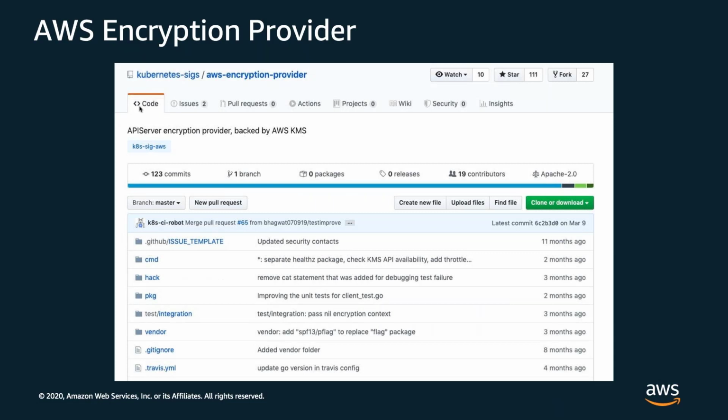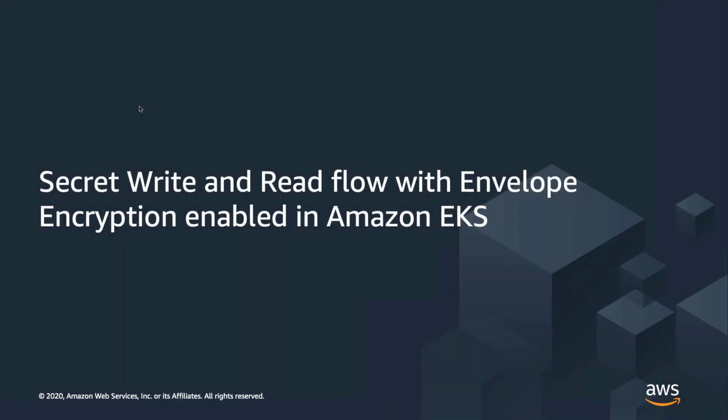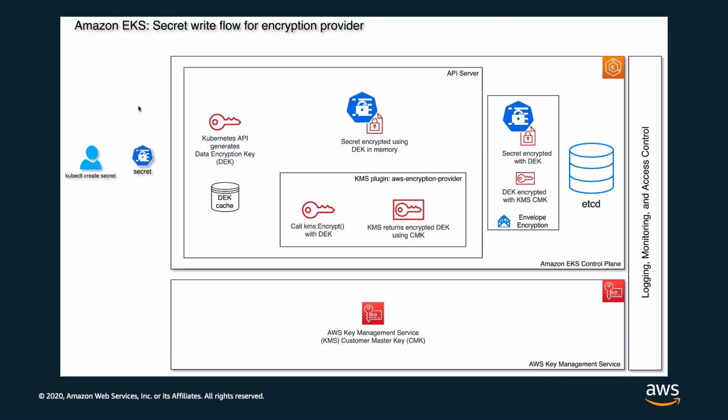And there is an open source project called AWS Encryption Provider that integrates with AWS KMS. So with this, let's take a look at how it all works when you read and write a secret to your Amazon EKS cluster, which has secret encryption enabled. So in this diagram, we have the user who is going to create a secret and pass it on. When they do a create secret, they'll pass it on to the API server.